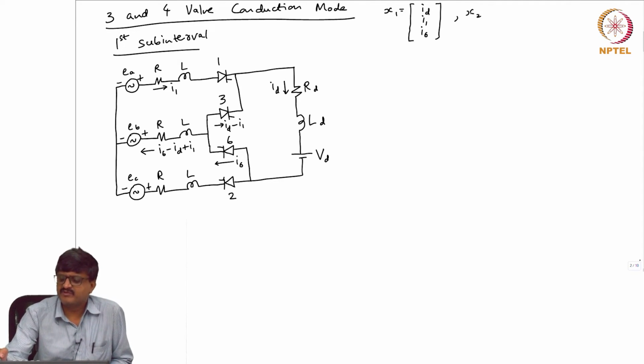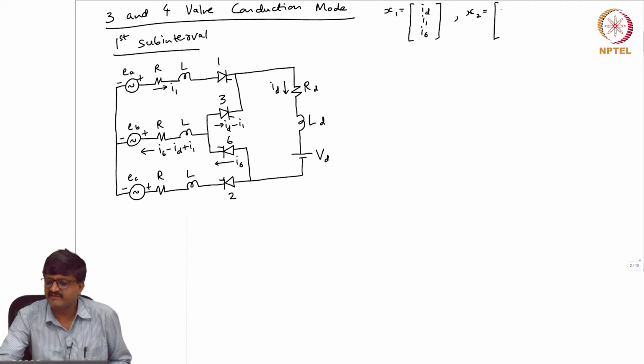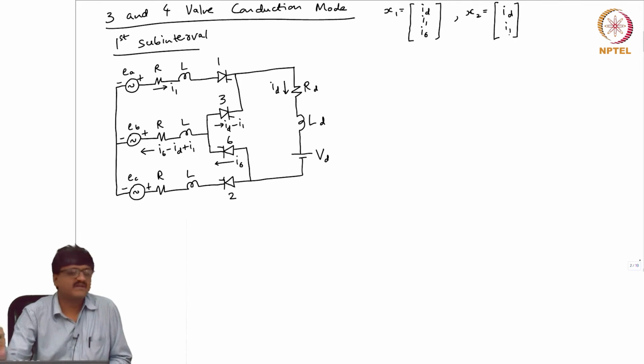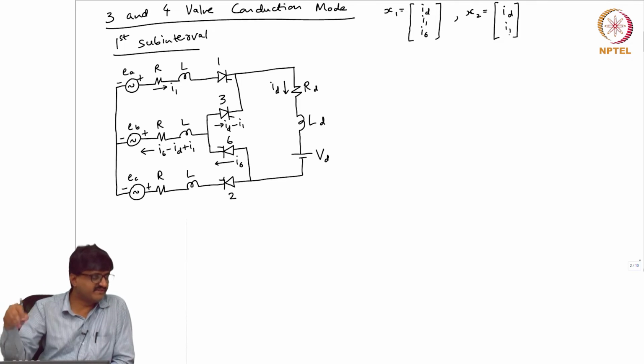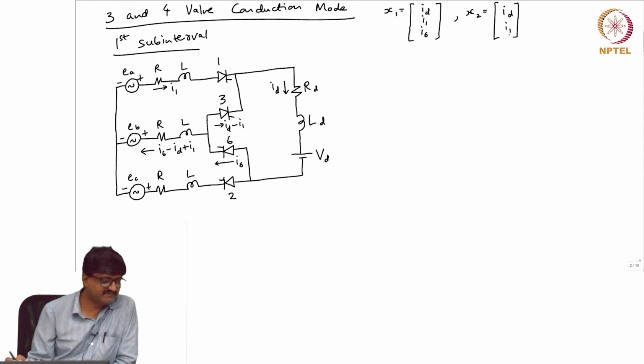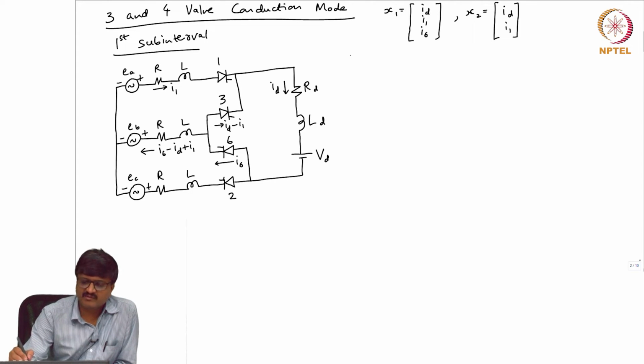So, this also gives x2 straight away. So, x2 is same as x1 without the last element, that is ID, I1. Of course, x2 is applicable for the second subinterval. So, let us apply the Kirchhoff's voltage law to the 3 loops.